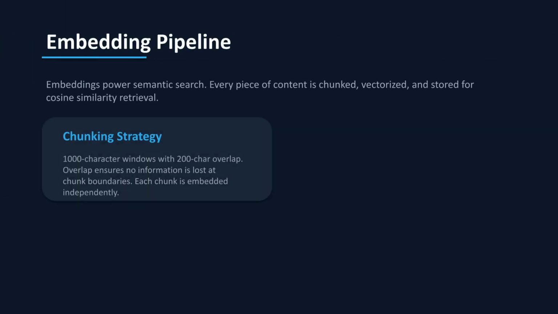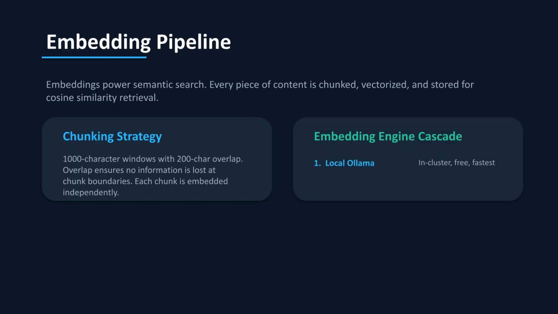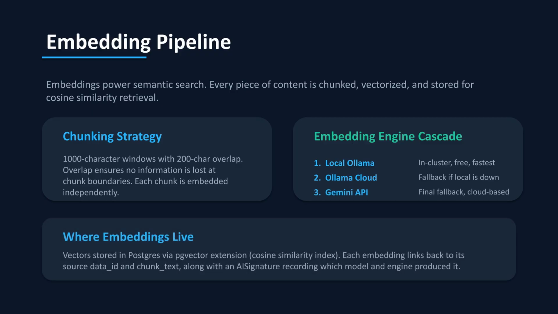The embedding pipeline chunks content into 1,000-character windows with 200-character overlap for independent vectorization. We use a cascade strategy for the embedding engine: local Ollama first, then Ollama Cloud as fallback, and finally the Gemini API. These vectors are stored in Postgres via the pgvector extension.